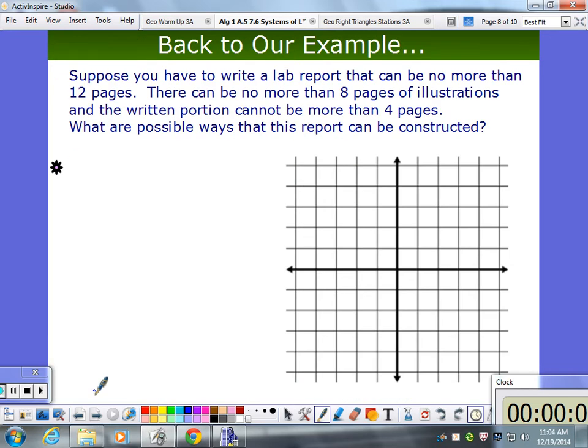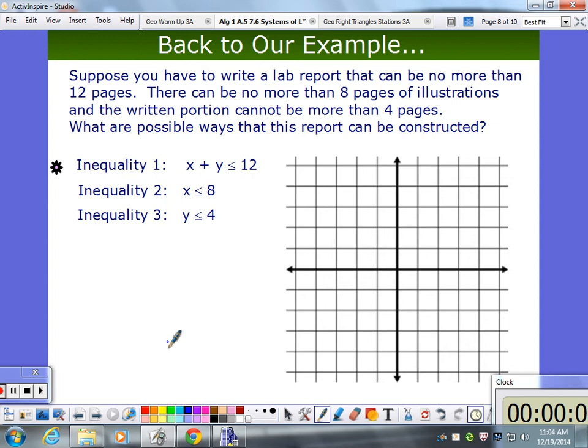Oh, back to our example. Yeah. Remember we did this? So if I want to figure out this term paper, my lab report, I could graph all these. So y less than or equal to -x plus 12. I'm going to have to go by 2's, I think. And even then it's going to be a tight squeeze here.